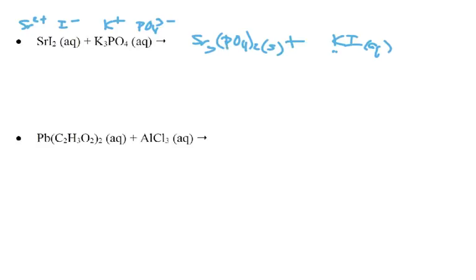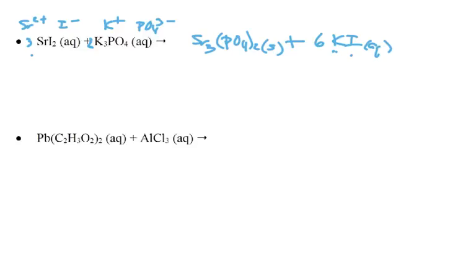We can balance now. Here I have 2 phosphates, so I better put a 2 in front of my K. That gives me 6 potassiums, 2 times 3, so there must be a 6 in front of the KI. Now, in front of my strontium, I can't read my writing, this looks like a 3, so there must be a 3 in front of here. Double check: 3 times 2 is 6 iodines, and here I have 6 iodines, so this is balanced.